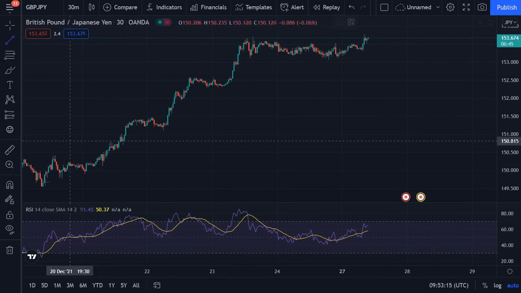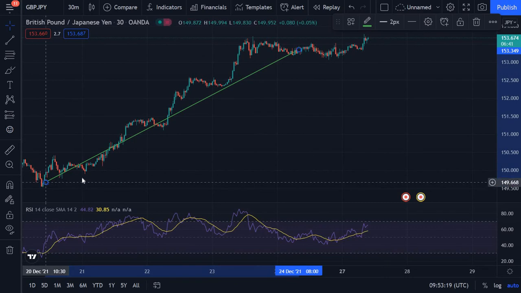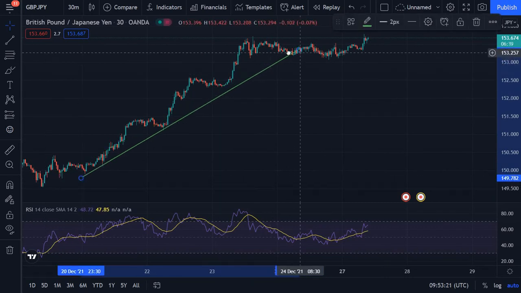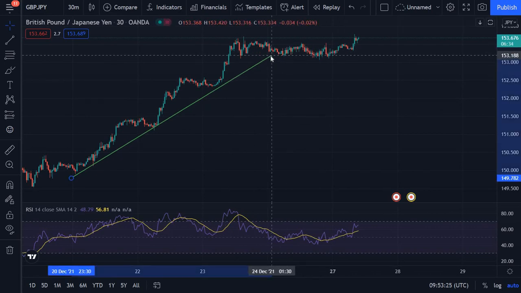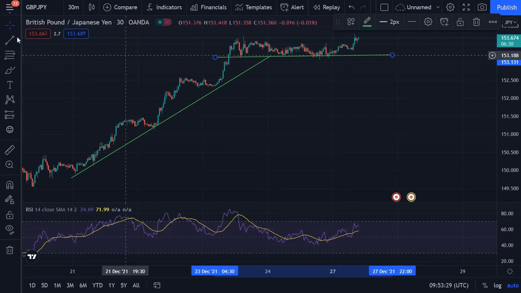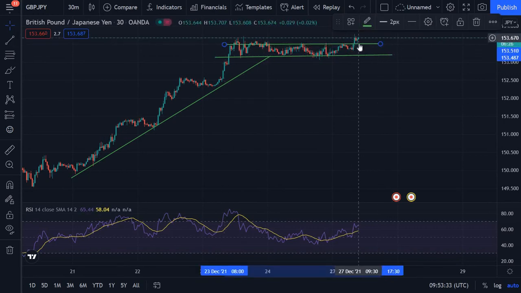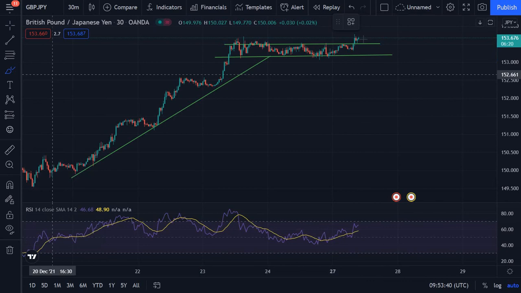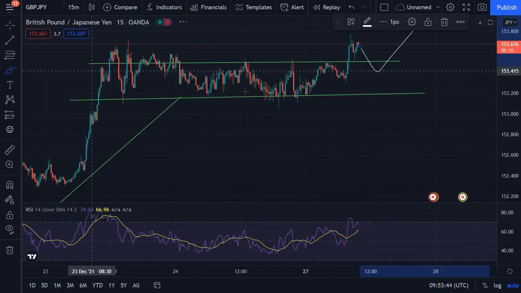So here on the 30-minute chart, here this kind of uptrend. And here this kind of consolidation pattern. So here is a break above it, and here kind of the retest. So maybe we get another pullback, and then it looks like we will head higher from here.